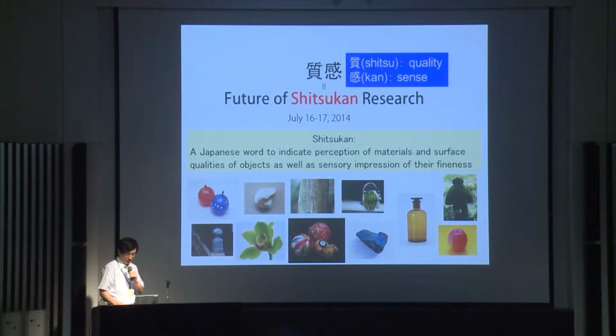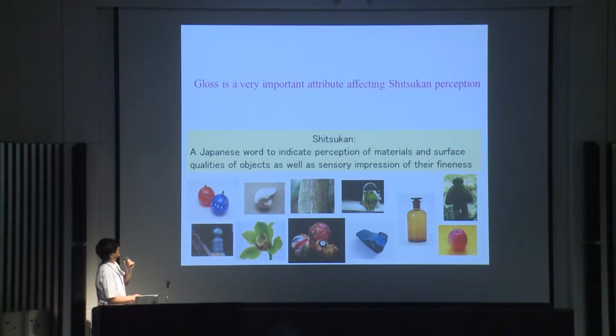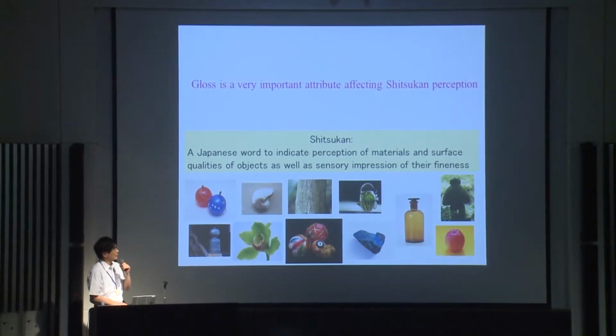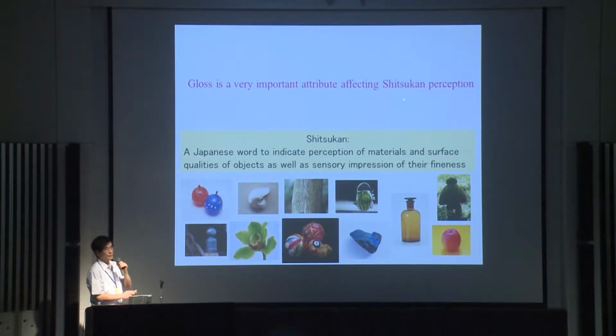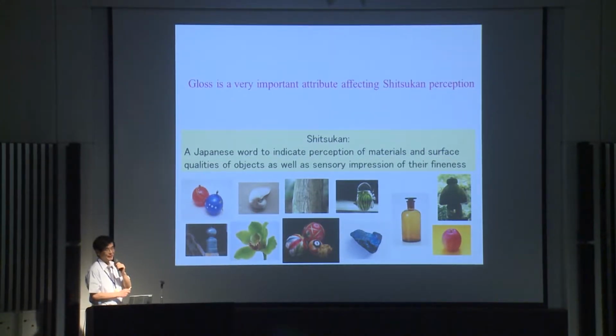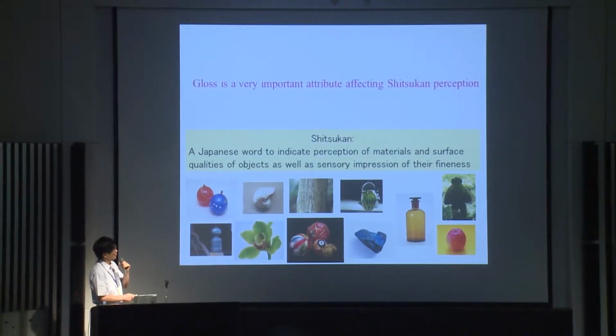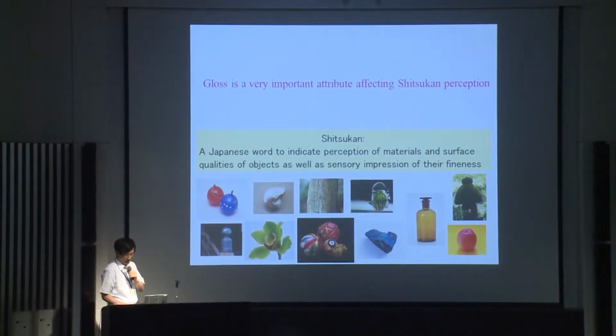Gloss is a very important attribute affecting impression of surface and also Shitsukan perception. Though understanding neural mechanisms may not be elegant science, we are interested in the neural mechanisms of gloss perception.